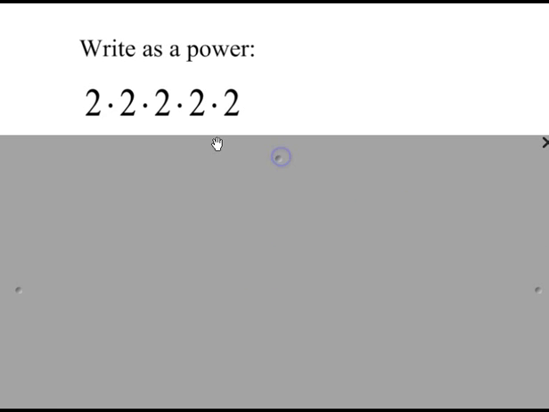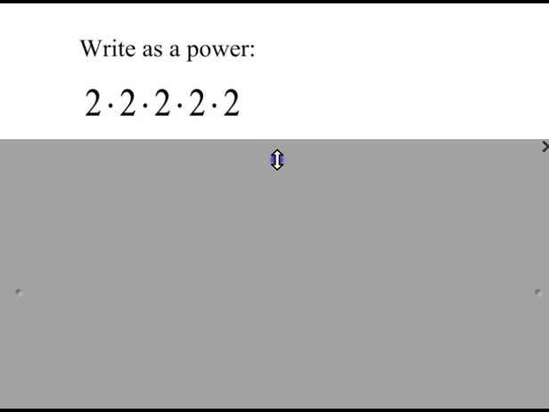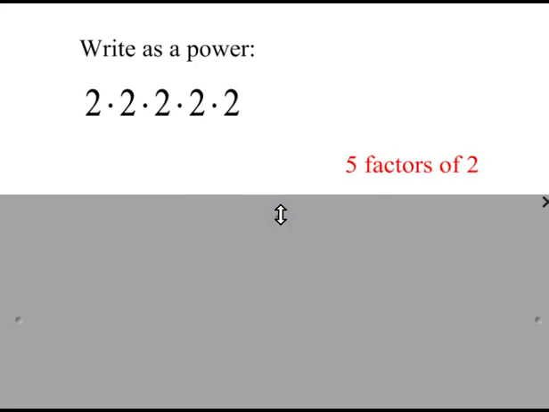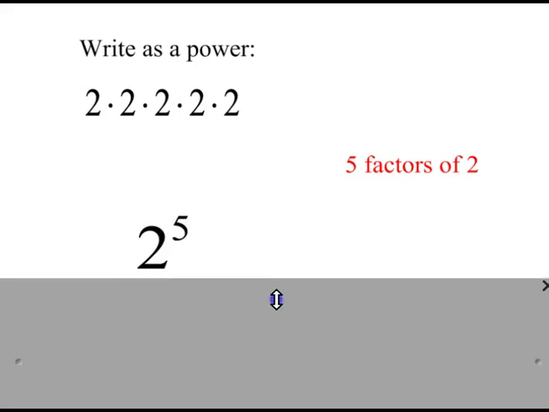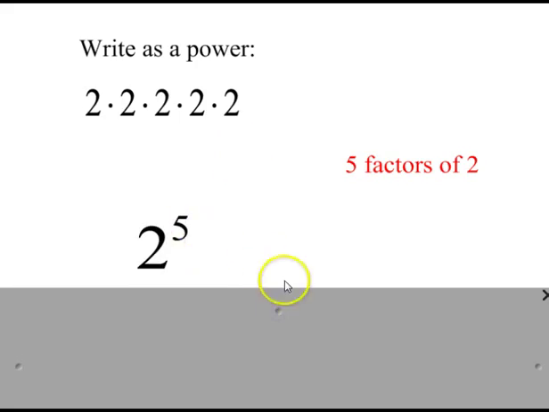I want you to write this as a power. So I've got 2 times 2 times 2 times 2 times 2. So I notice all the bases are the same, and there are 5 factors of 2. So instead of writing it out 5 different times, we can make things a little faster and easier by just saying the base of 2 to the 5th power.